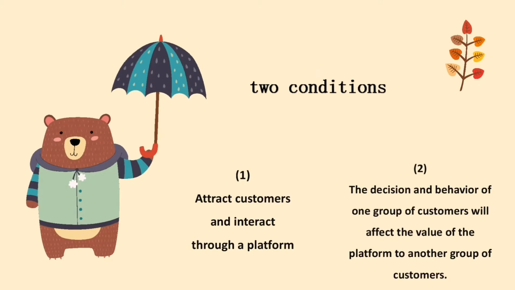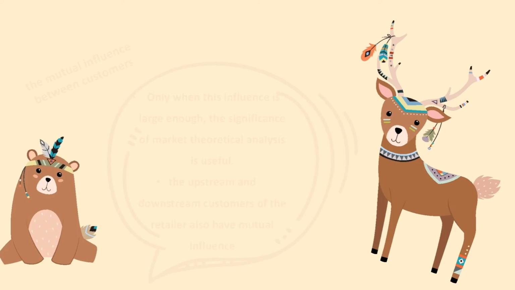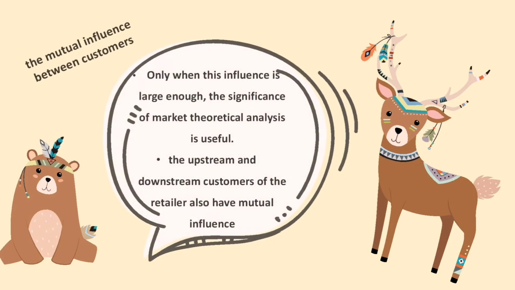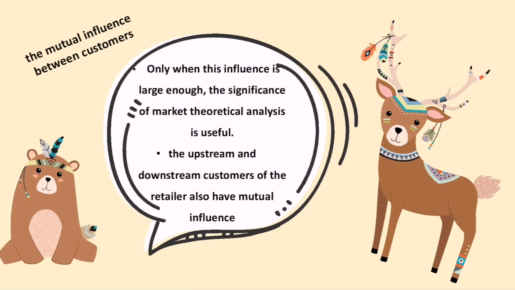To a certain extent, many markets have more or less certain bilateral characteristics. A retail store purchases goods from upstream wholesalers and sells them to consumers. This is also a minority case. However, when general economists discuss the target market, they incorporate the mutual influence between customers. Only when this influence is large enough is market theoretical analysis useful.